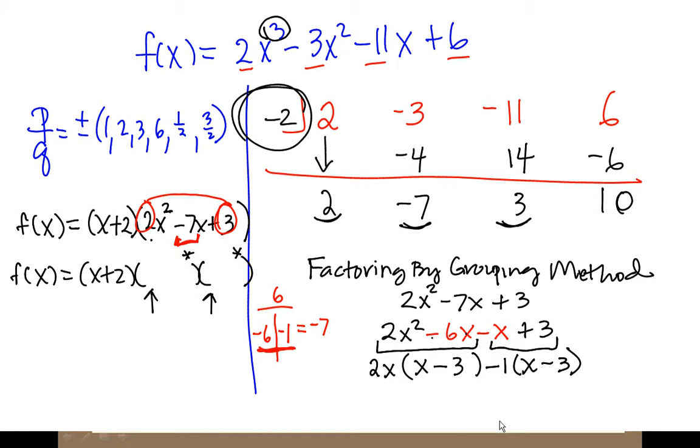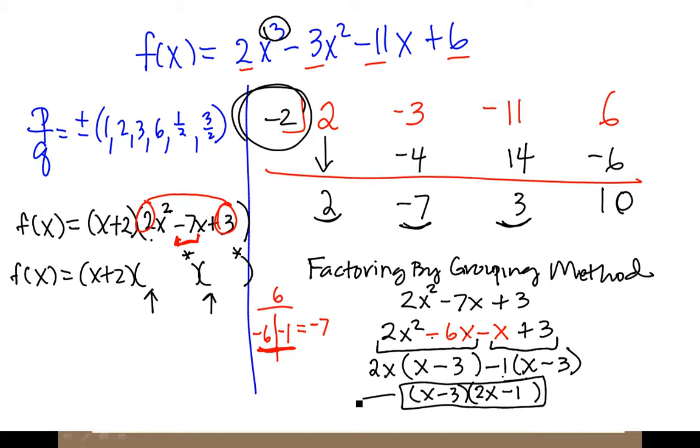So now, what is the GCF of this and this? What's in common? The x minus 3 is in common. So just like every other GCF, I'm going to take the x minus 3 out, put it on the left, and put my parentheses. X minus 3 times what will give me back 2x times x minus 3? It'll be 2x. And x minus 3 times what will give me back -1 times x minus 3? It's -1. So that's why the factors are x minus 3 times 2x minus 1.